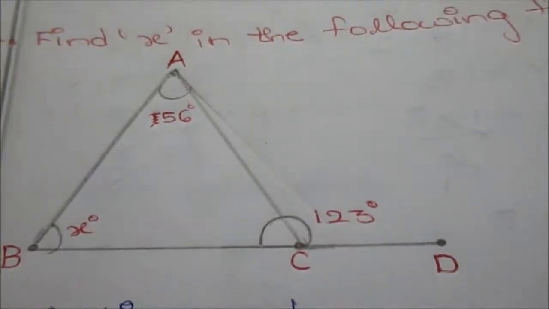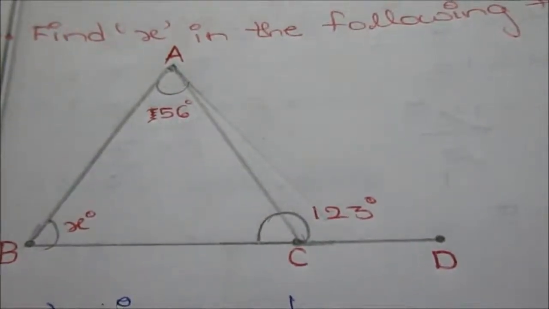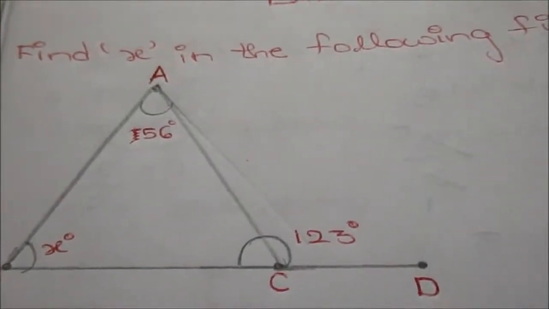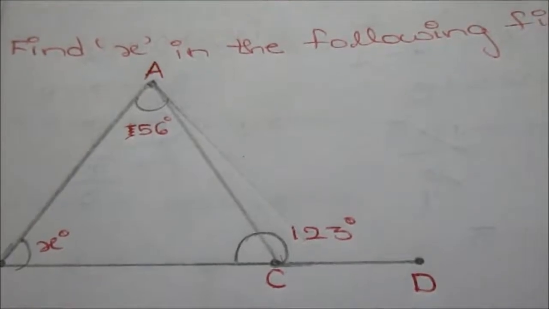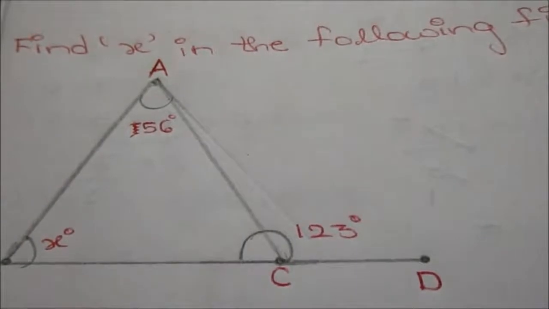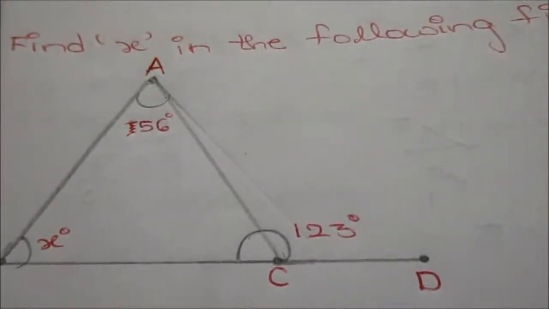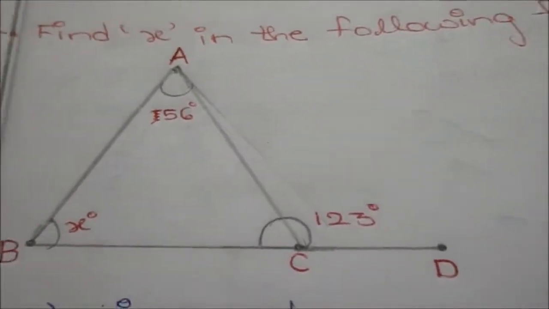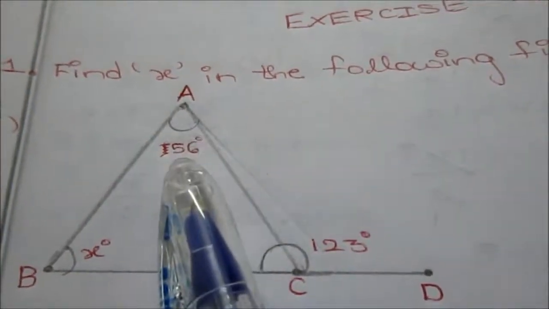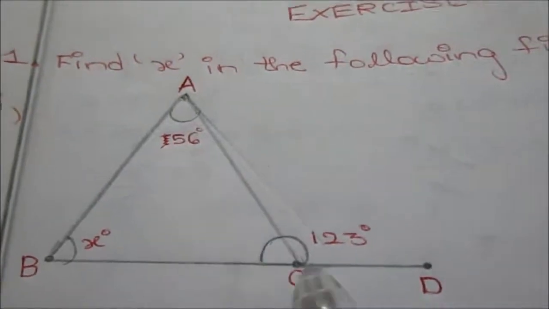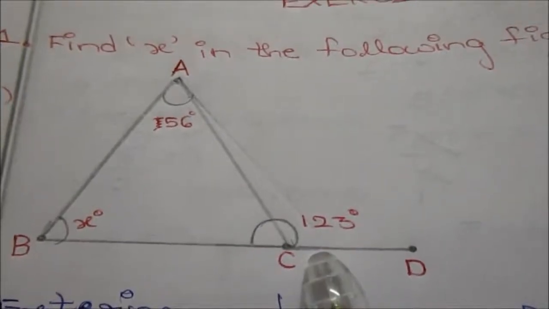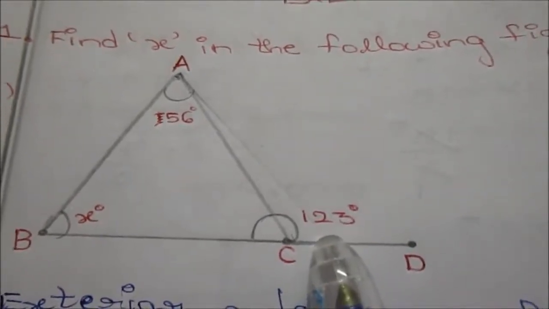Here ABC is a triangle, and 123 degrees is an exterior angle of the triangle ABC. Here we know one interior angle of the triangle, 56 degrees, and we have to find this x value. So one interior angle is 56 degrees and one exterior angle is 123 degrees. By using one formula we have to solve this problem.